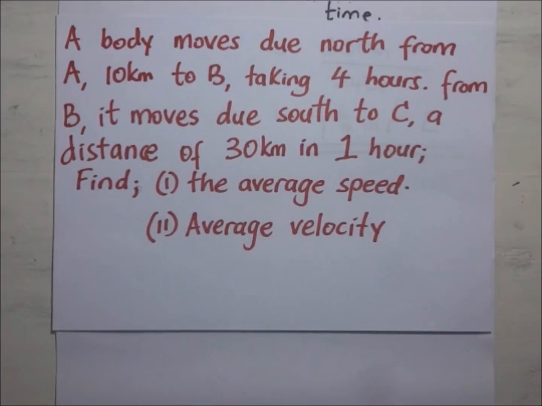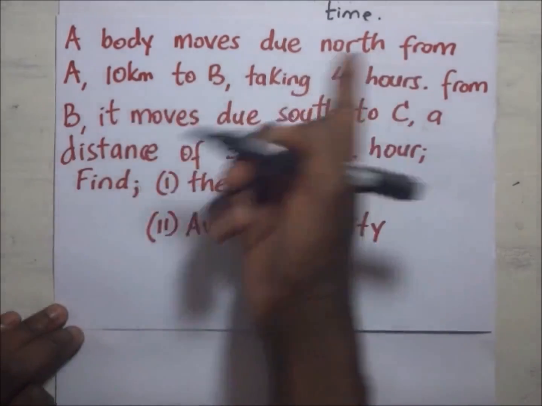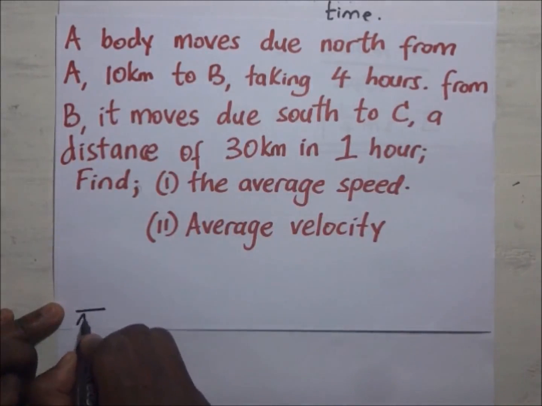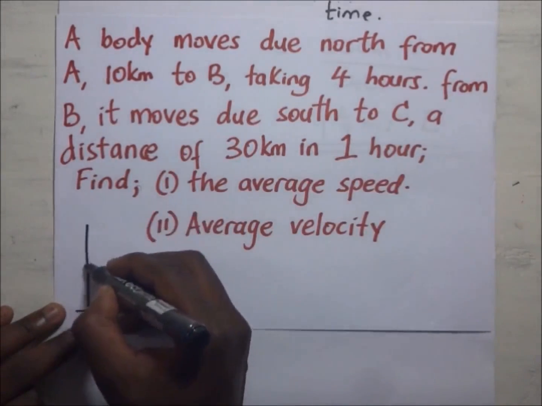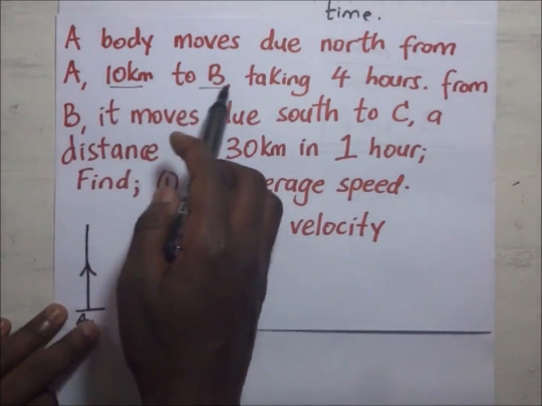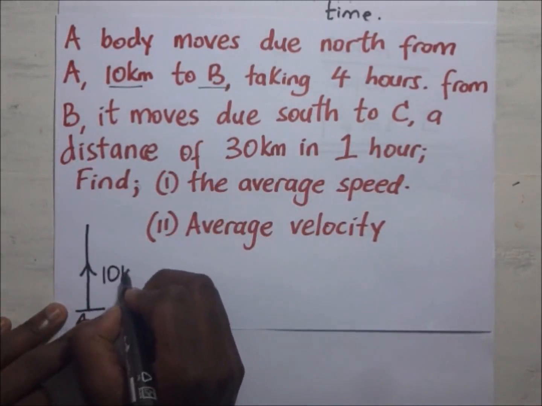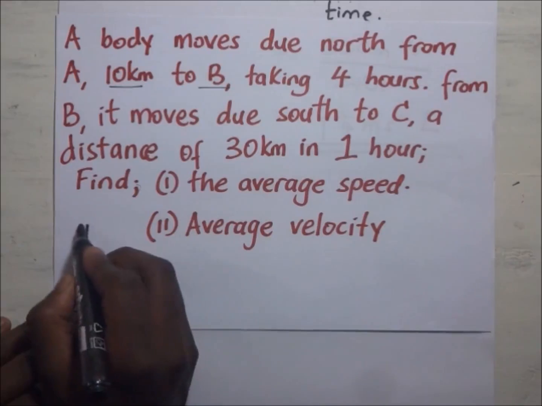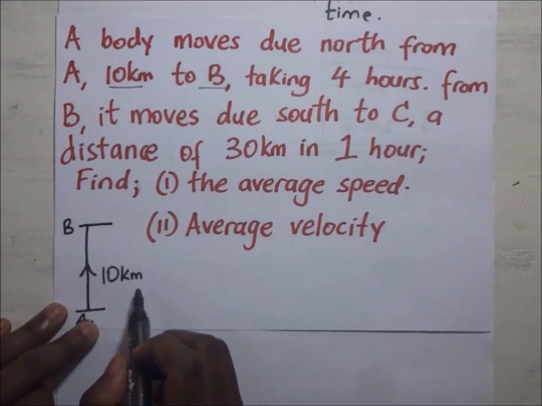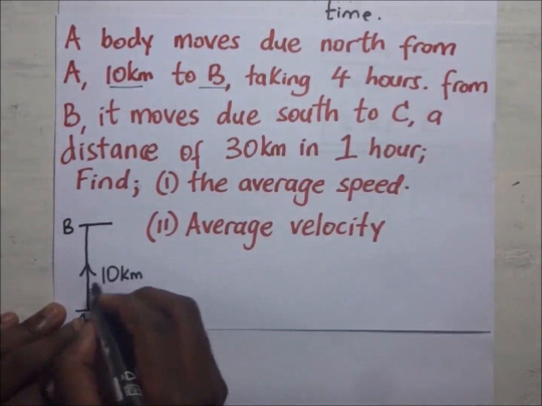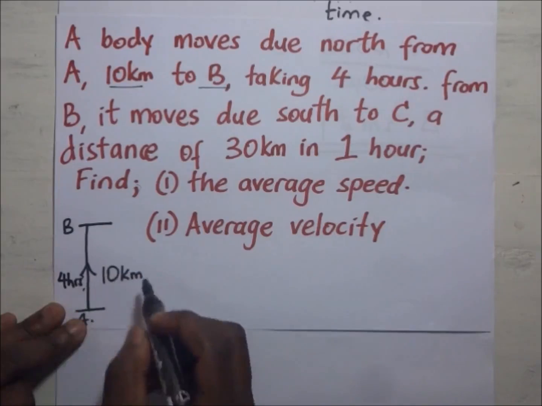Let's try and work out this example. Still we're trying to illustrate how average velocity and average speed differ. A body moves due north from A, 10 kilometers to B. So we'll summarize this question right away with a diagram. We are having a body here, it's moving due north from A. So if this is point A, this body is moving up due north, 10 kilometers to a point up here we are calling point B, for 4 hours. So the time taken here is 4 hours.